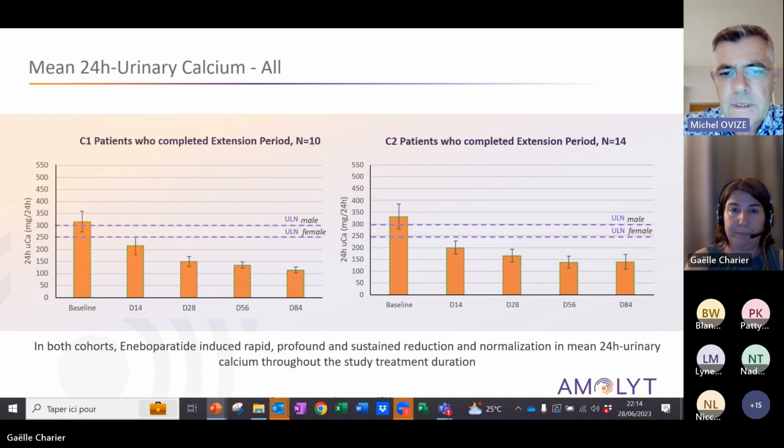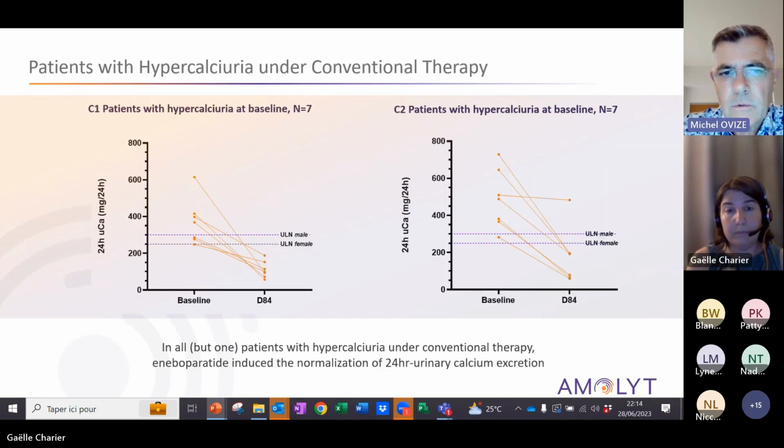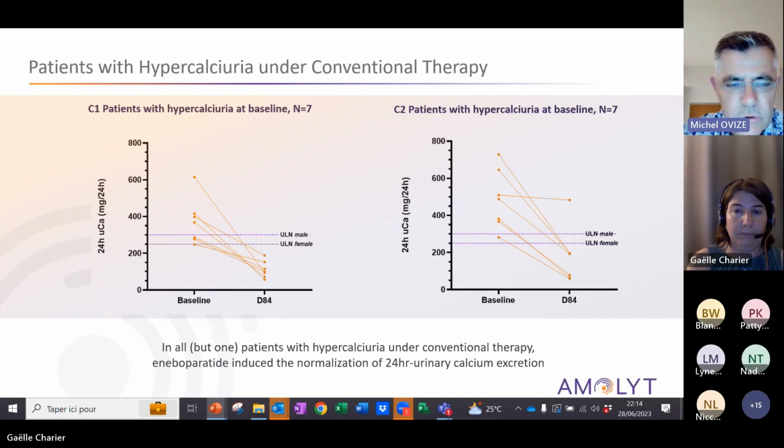Next, what is even more important is what happens in patients that had hypercalciuria at baseline. We had 7 patients out of 10 in cohort 1 on the left, and 7 patients out of 14 on the right. You can see these are individual values that all patients in cohort 1 were fully normalized after 3 months of treatment, and all but 1 patient in cohort 2 were fully normalized after 3 months of treatment with eneboparatide.